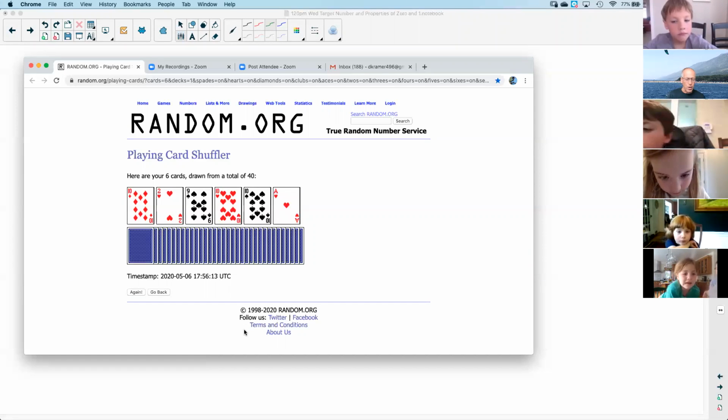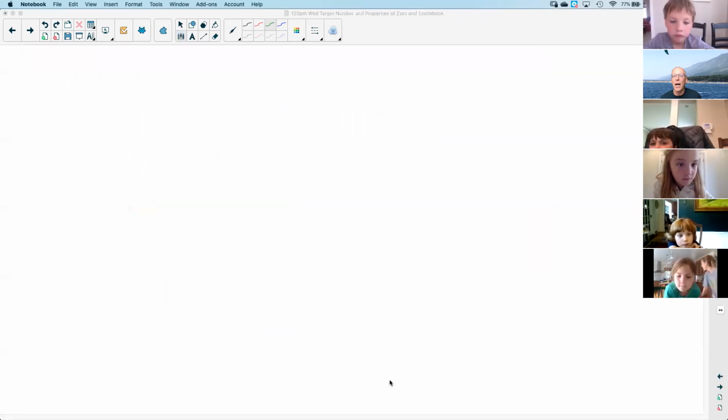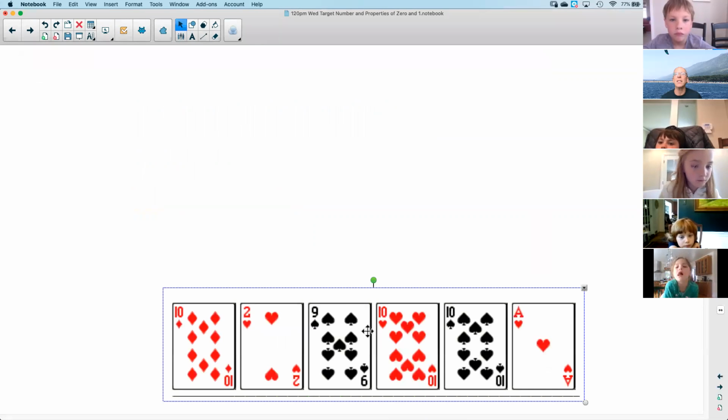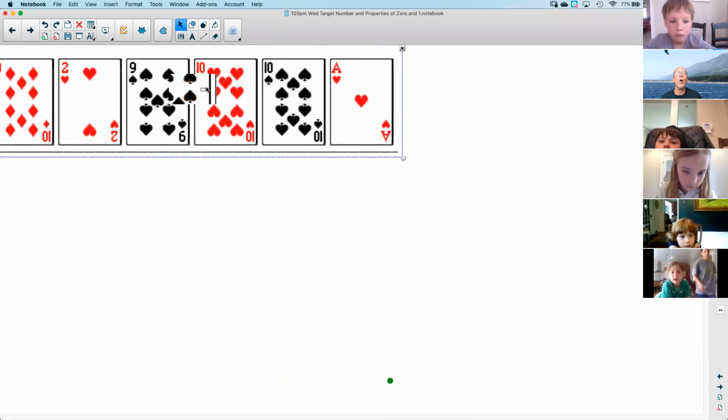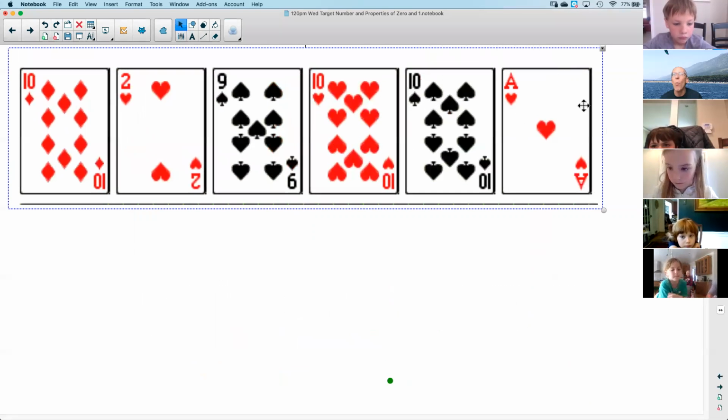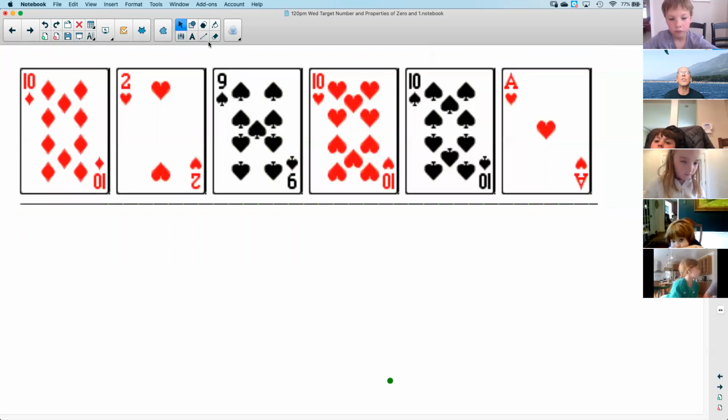Uh-oh. You know what, guys? This one is going to be a lot of fun because there's a lot of 10s in it. And I wonder what you guys are going to do with all those 10s. So the first thing we know is that our target number is a 1. Now that is an interesting challenge. That's a very, very interesting challenge.